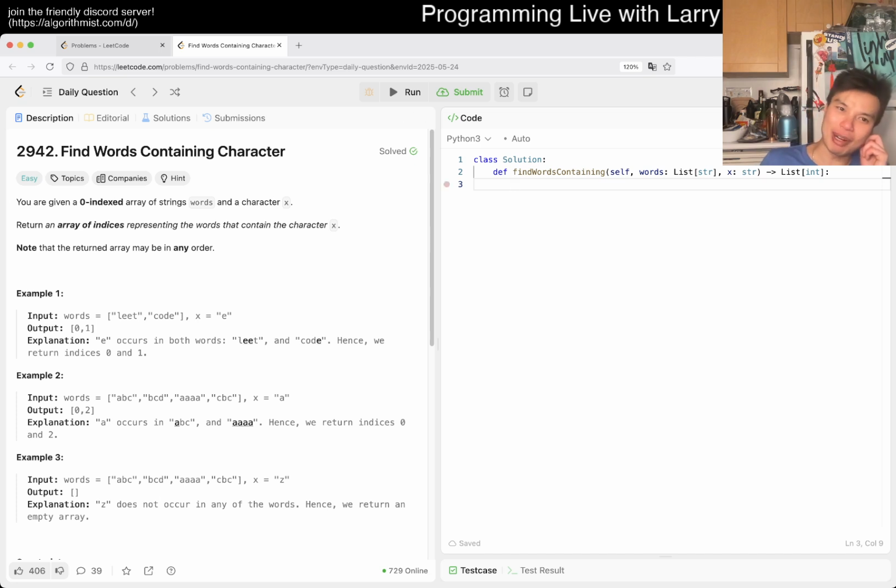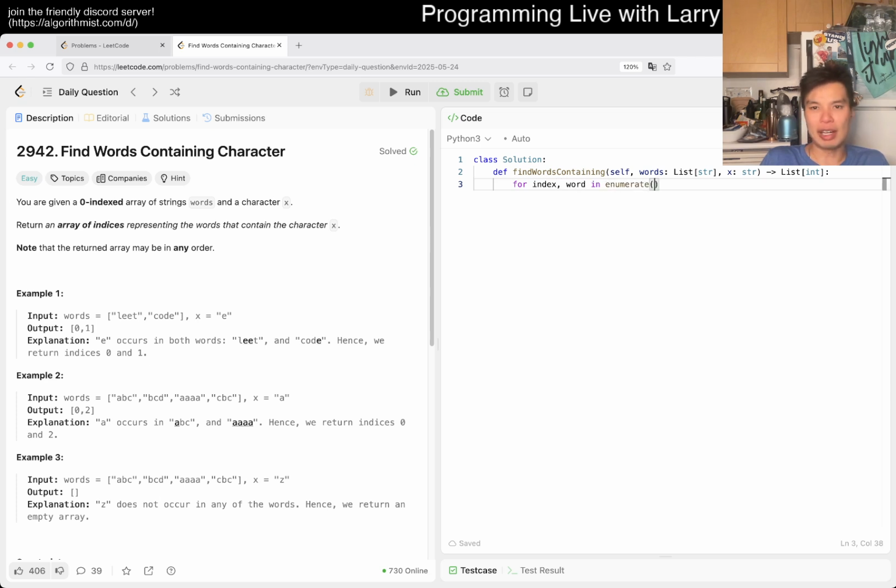Anyway, let's take a look at today's problem. Find words containing character. You're given a character and need to find an array of indexes representing the words that contain the character. I think this is pretty straightforward, right?